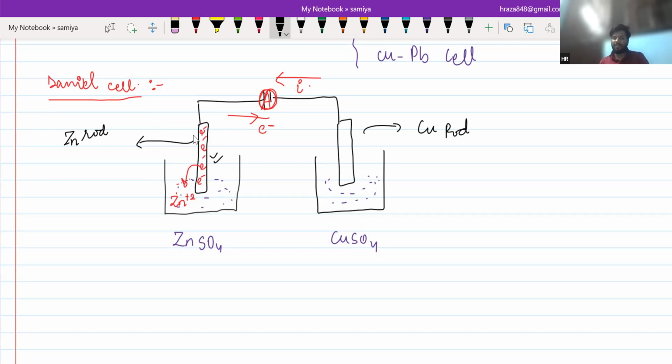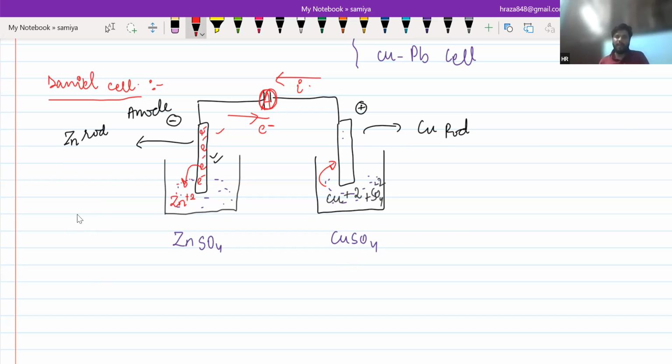Since this is where electrons are released, this is basically the anode, and that means negatively charged. That's why here it is negative and here it is positive. Now see what happens. Electrons are coming from left to right, and there is a solution of CuSO4, that means Cu plus 2 and SO4 minus 2. Cu plus 2, which is positively charged, will be attracted by these electrons, and it will go and stick to this rod.